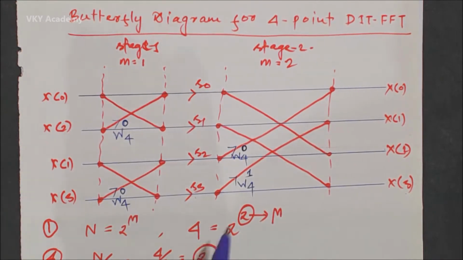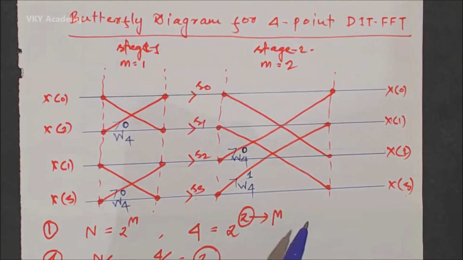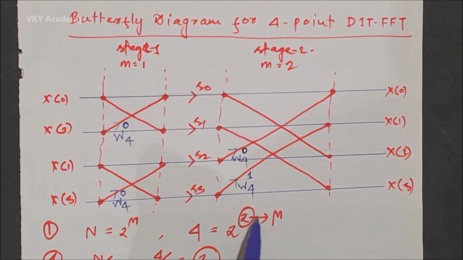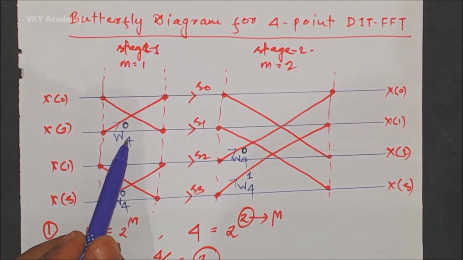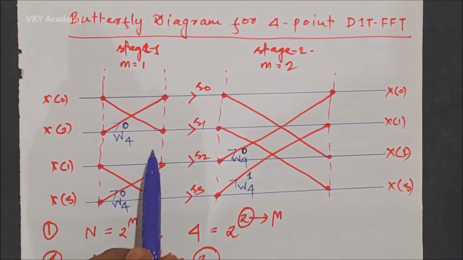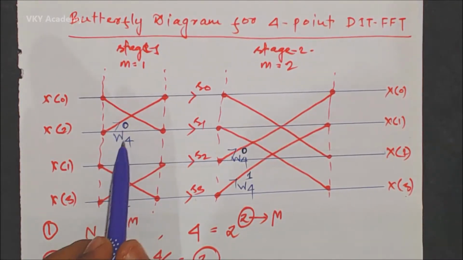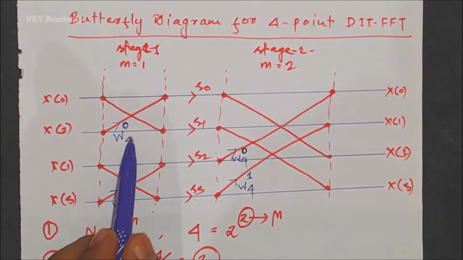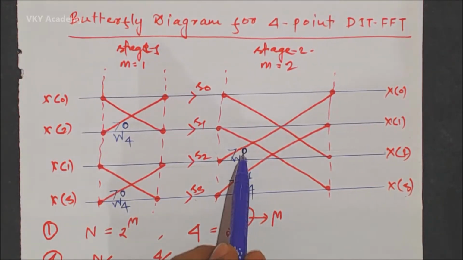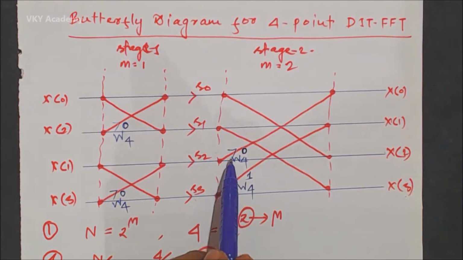Basically, for a 4-point DIT FFT, we always have 2 stages, because 4 is equal to 2 to the power 2, where this power 2 represents the number of stages of the butterfly diagram. We have also calculated the twiddle factor exponent for the two different stages. For the first stage the twiddle factor exponent is 0 for both the butterflies, and for the second stage the twiddle factor exponent is 0 for the first butterfly and it is equal to 1 for the second butterfly.